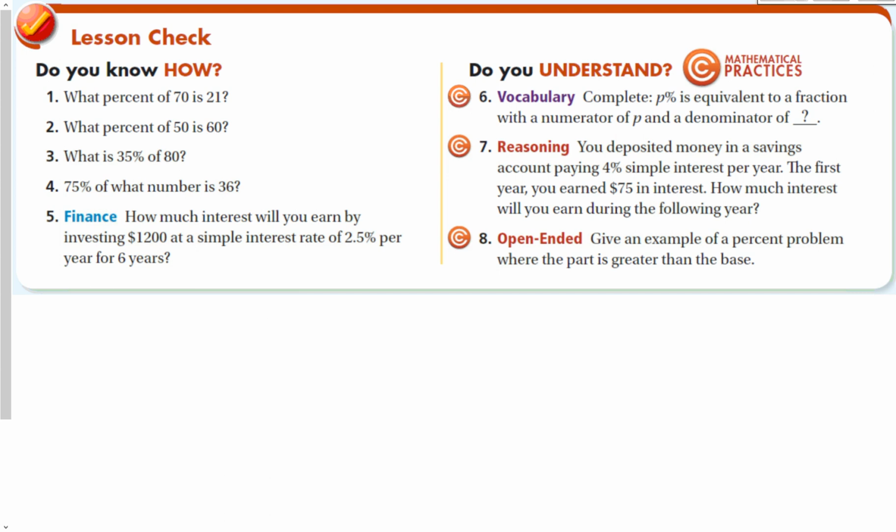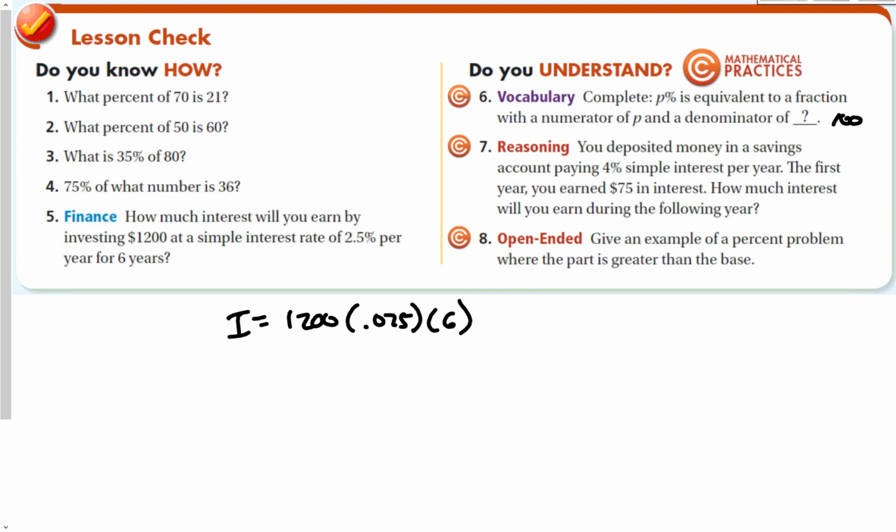How much interest will you earn by investing? So interest is 1200 times 0.025 times 6. Complete. Percent P is equivalent to a fraction with a numerator of P and a denominator of 100. Okay, that's why this actually works, right? When you're going back and forth between these two, you need to remember which is a percent and which is a representation of a fraction.